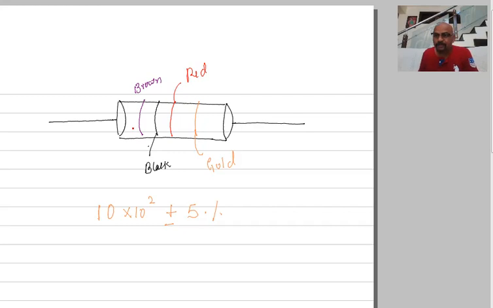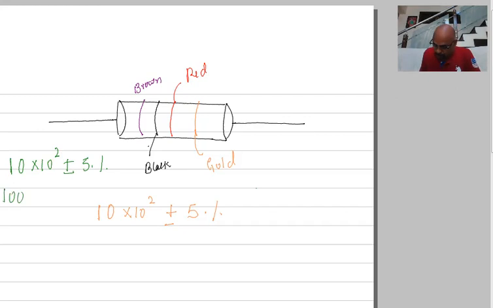So to understand that very clearly, again look at this one. What is the first ring? Brown. Brown stands for 1. And again the second one is black. Black stands for 0. And the third ring is red. Red, the third one, is the multiplier, 10 to the power 2. And the fourth one is tolerance, plus or minus 5%. So therefore the resistance is 10 into 10 power 2.